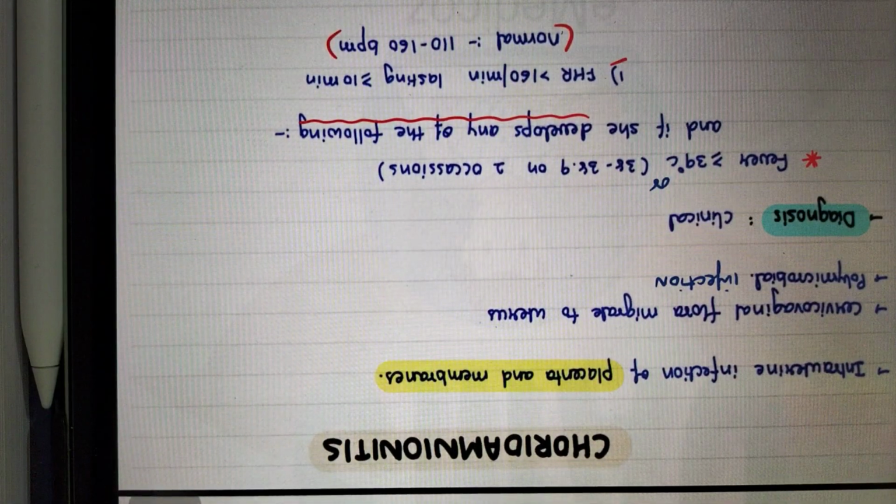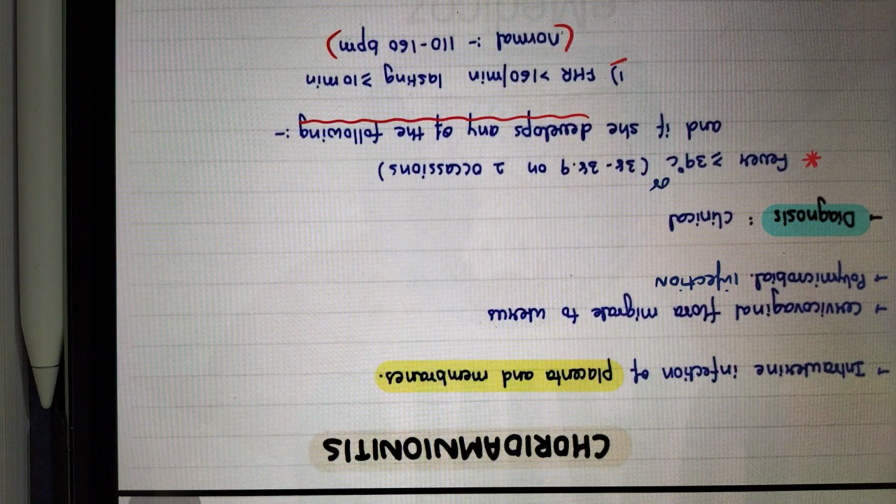Now we will see chorioamnionitis. This is defined as intrauterine infection of placenta and membranes. Cervicovaginal flora migrate to the uterus and cause this infection. This is a polymicrobial infection.